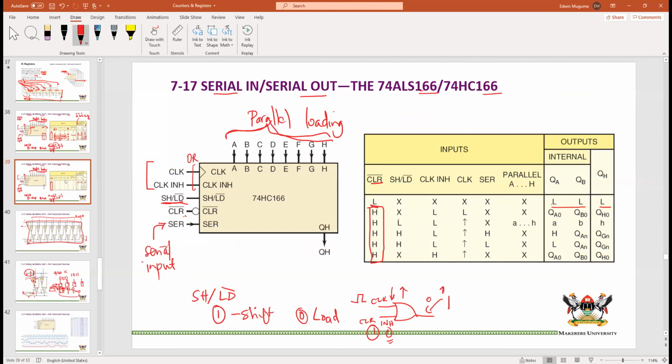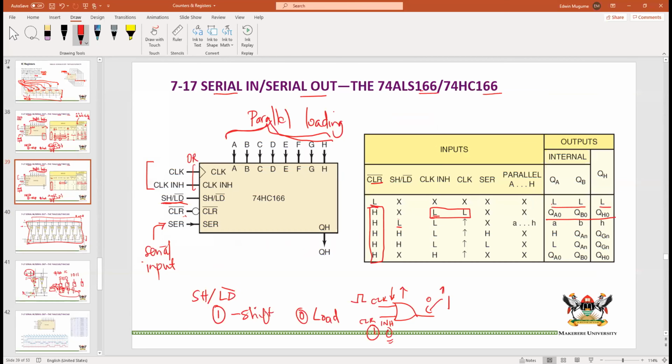I said here that if this is low and that is low, it means there is no clock, basically. If the clock is kept low, then there is no transition, there is no edge. There is no positive to negative or negative to positive. And so we will be having no change through the flip-flops.